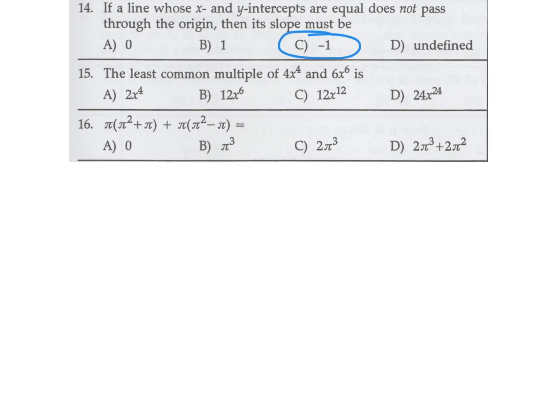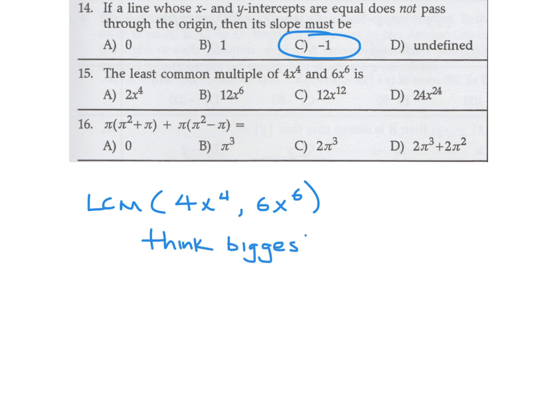The least common multiple of 4x to the power of 4 and 6x to the power of 6. LCM, least common multiple. For LCM questions, you think biggest. I know that may seem a bit contradictory, that for least common multiple, you're thinking biggest, but let me explain what that means. First thing you will have to do is break it up into its prime factors.